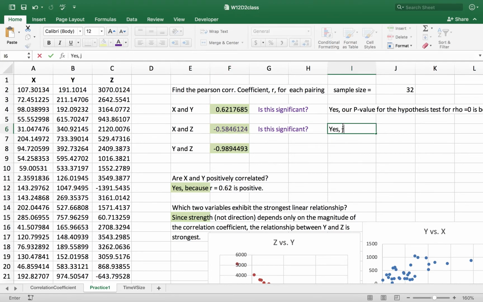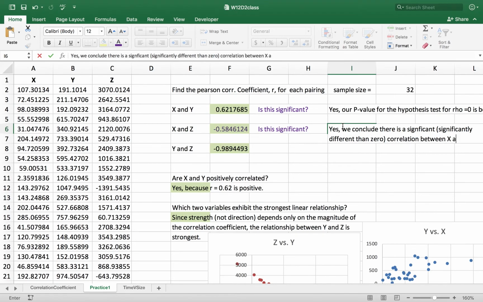So yes, we conclude there is a significant, and again, what this means is significantly different than 0, which would indicate no correlation at all. All right, so there's a non-zero correlation between x and z. So this is a much shorter conclusion. We don't mention the p-value, but I did want to go over that discussion as well.